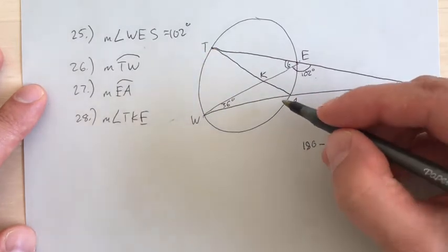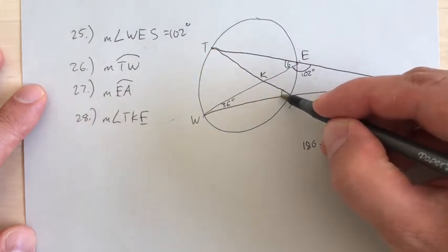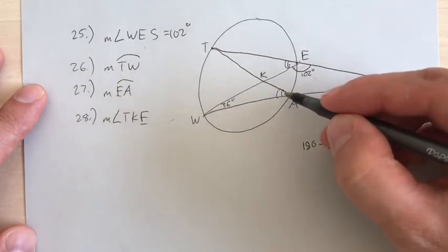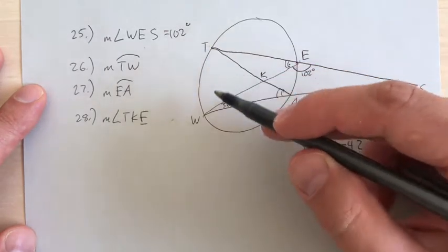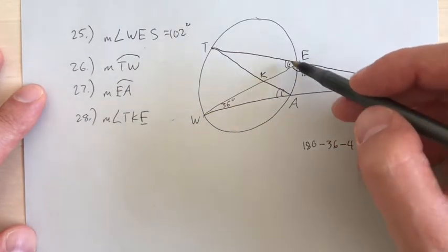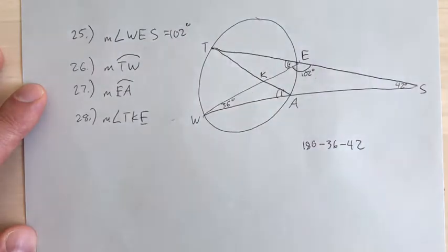The other angle I could find technically would be this one here, angle TAW, or this inscribed angle, because it also is reaching out to T and W. So either this one or this one, if I knew what it was, I could double it to figure out what that measure of arc TW is.